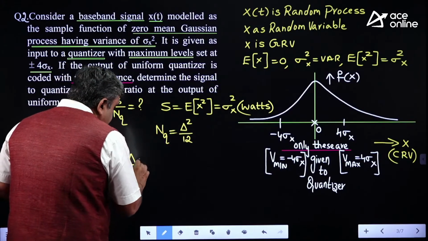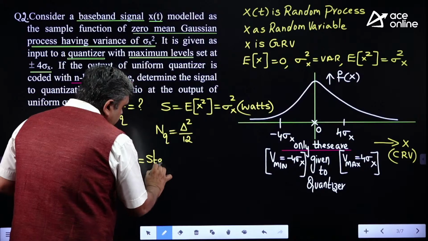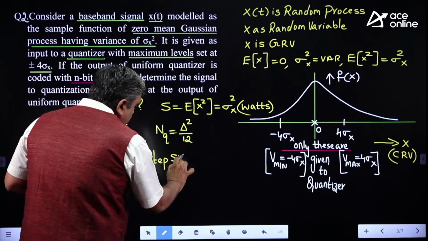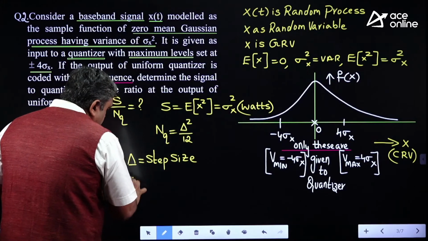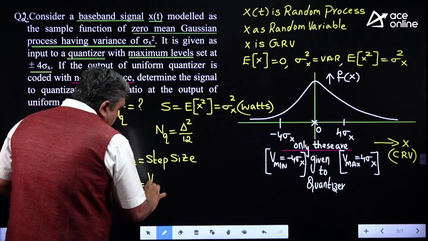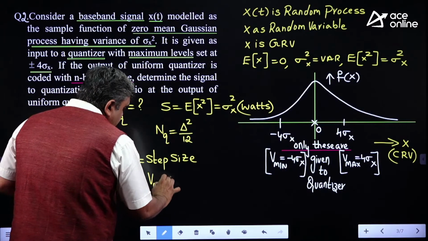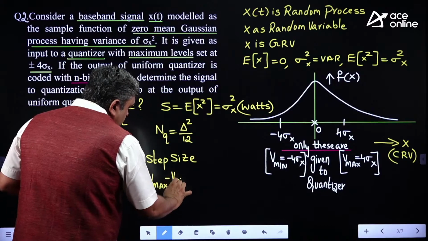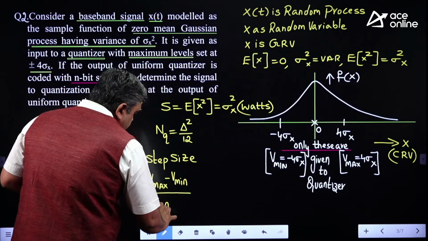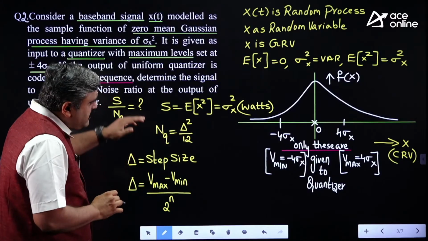Now what is delta? Delta is a step size, which is fixed for a given quantizer. So what is this value of delta? V max minus V minimum by 2 power n. Standard formulas. That's what I told.